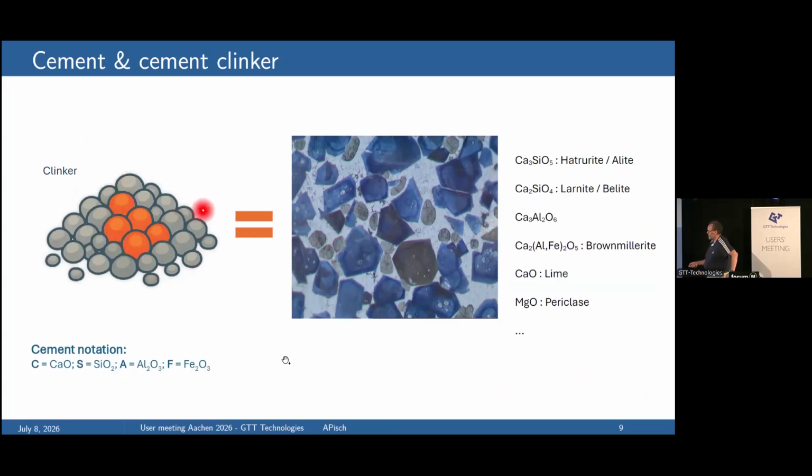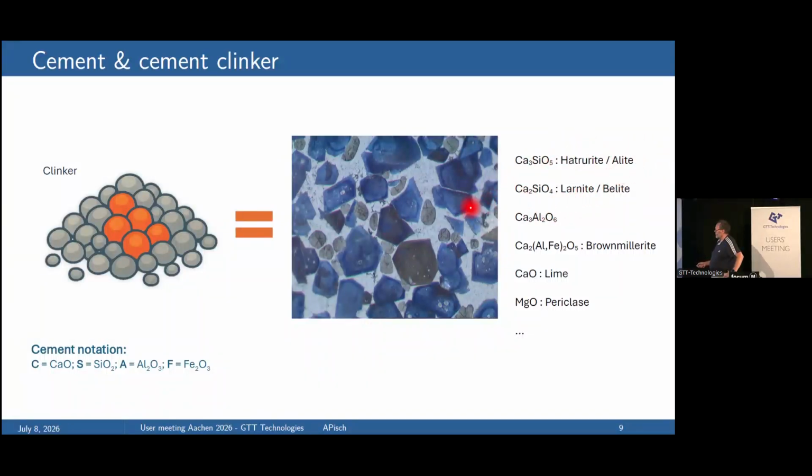But when you cut them in half and polish them, you look at the polished section here. In real life, they're not blue. They're attacked by an agent in order to reveal the phases. The blue one is the calcium silicate, which is also called alite in cement.